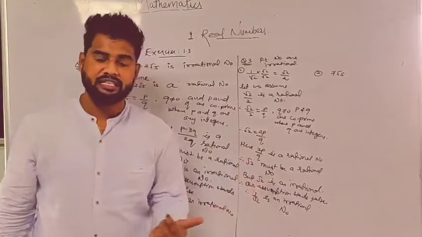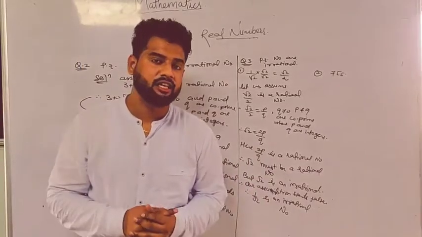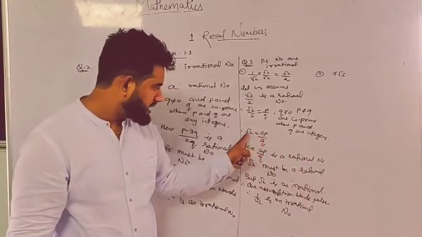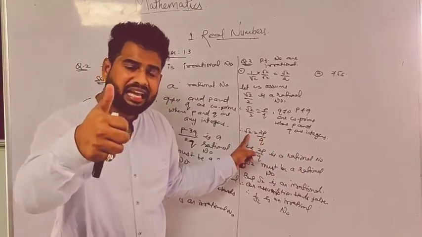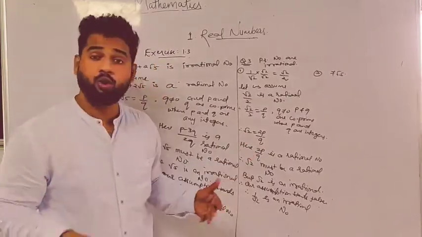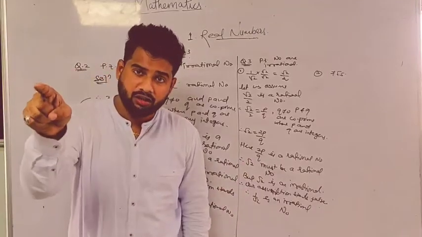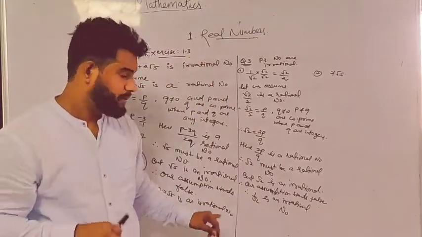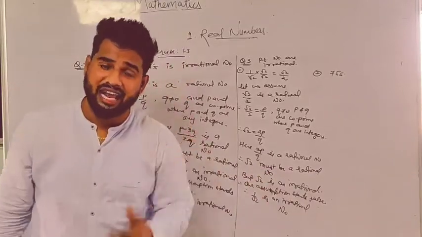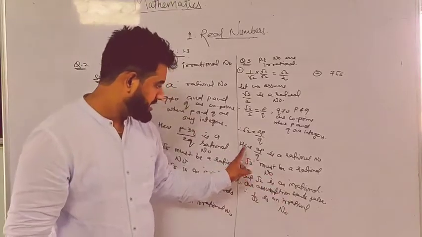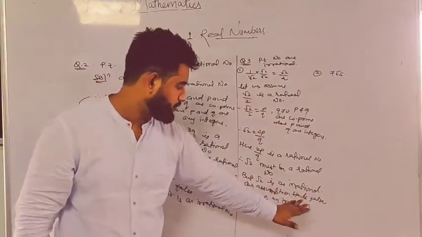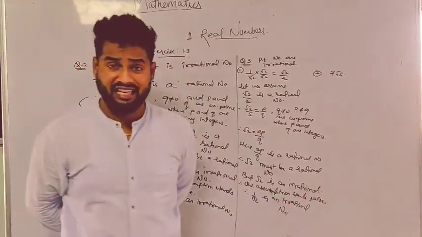So this RHS value is an integer. If the RHS value is an integer, it is a rational number. So 2p by q is a rational number. Now if root 2 is equal to this number, root 2 should also be a rational number. We have already proved in the previous case that root 2 is not a rational number, it is an irrational number. So our assumption is false, and 1 by root 2 is called an irrational number.